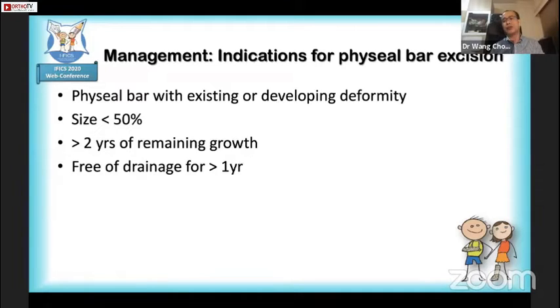Excision of a larger physeal bar usually results in recurrence of bone bar formation. And the patient should have at least 2 years of remaining growth. And if the physeal bar is secondary to an infective cause, the area should be free of drainage for at least 1 year.